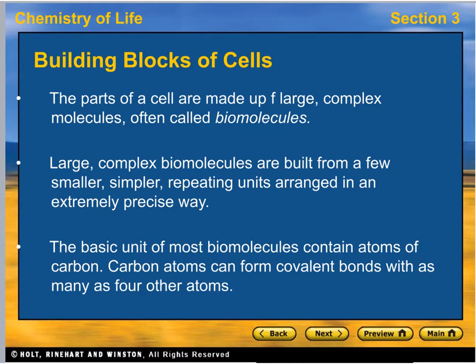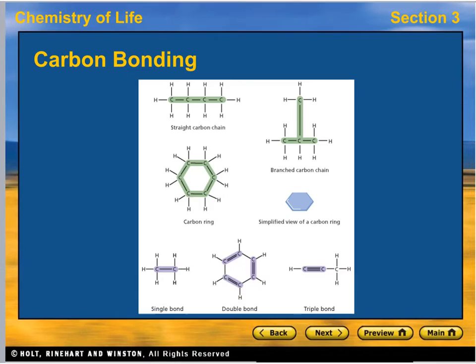Carbon atoms can form what we call covalent bonds. Remember, this is when they share electrons. So carbon atoms form covalent bonds with as many as 4 other atoms. Now this picture here just shows us different ways in which carbon can bond. Each line on the graphics represents a bond.